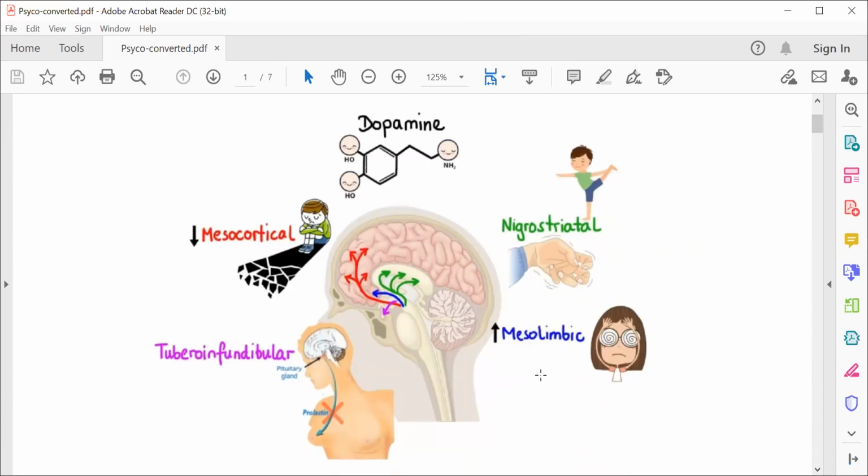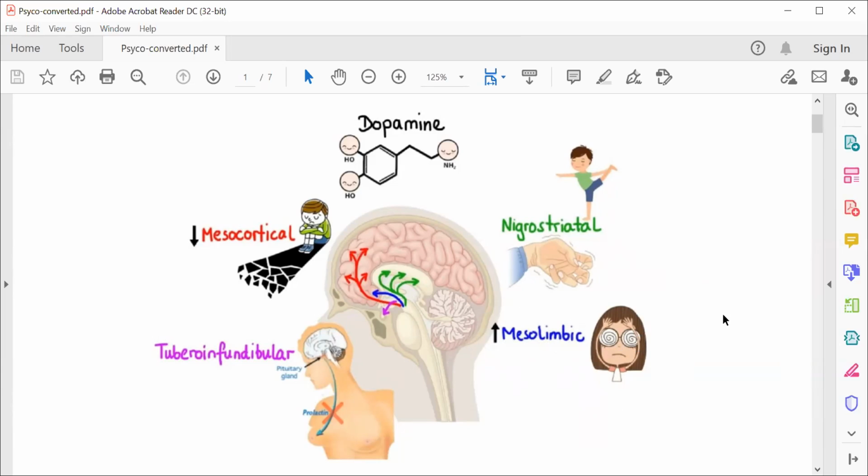As we see here, the blue one is the Mesolimbic Pathway. So what happens when dopamine is high in the Mesolimbic Pathway? It leads to the appearance of what we call positive symptoms of schizophrenia. The word positive means presence, like there are some symptoms that are present.